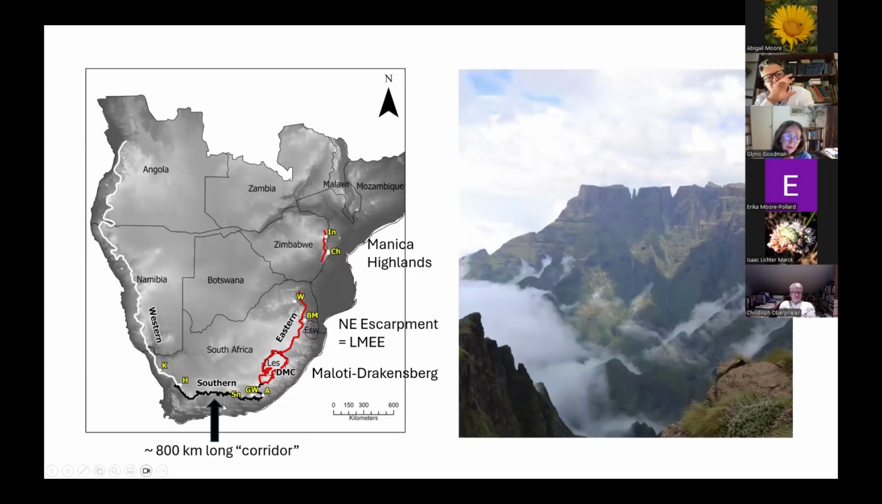The southern region, so there are three recognized regions. There's a western, a southern, and then an eastern one. And right over here is the Maloti-Drakensberg, or the Drakensberg Mountain Center, as it's also been previously called. And the southern section is basically in the Cape Fold Mountains, and it is an important corridor. It's thought to be an important corridor for species moving from the arid west to the much wetter eastern parts, and particularly to the Maloti-Drakensberg region.